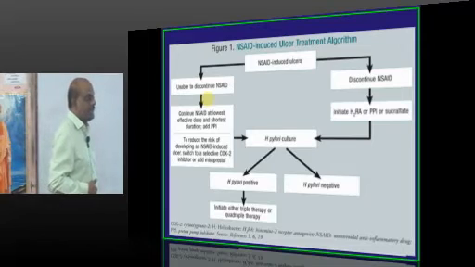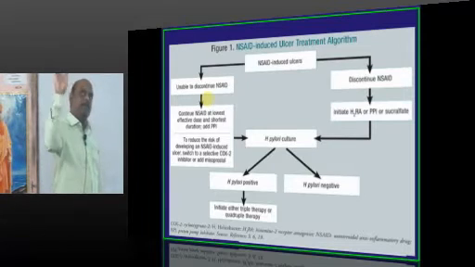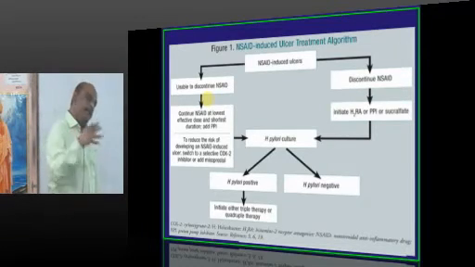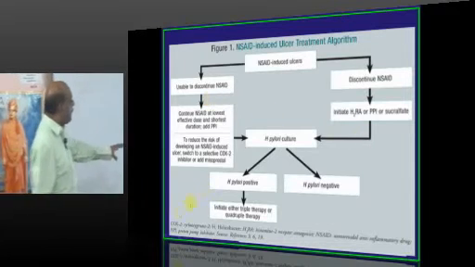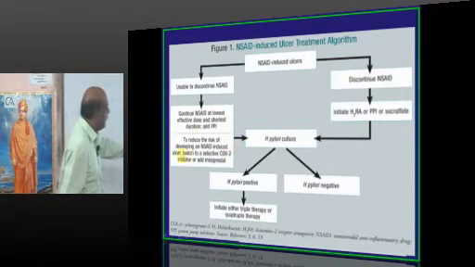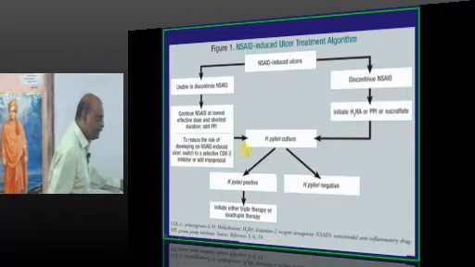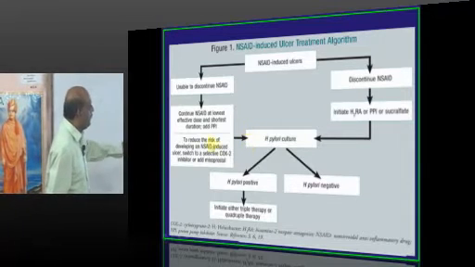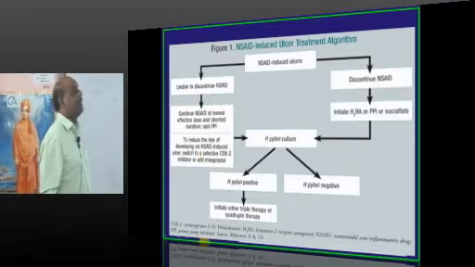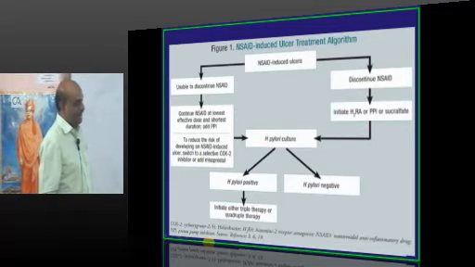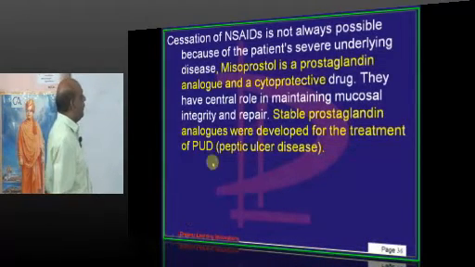Just because gastric ulceration is there, if you stop the NSAID and the inflammatory state is worsening, you need to continue the NSAID and give some protection. That protection is offered by misoprostol, or you give an NSAID which is a selective COX-2 inhibitor like meloxicam. That is the protocol. Okay, doctor?